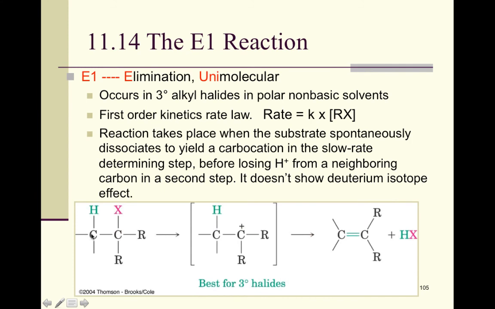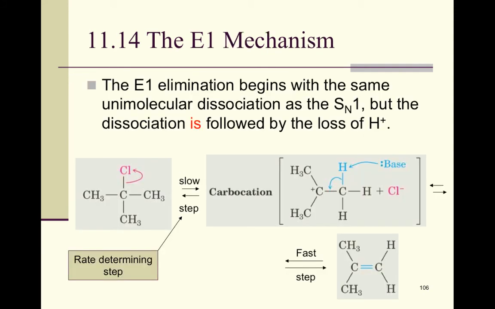In an E1, we have our halogen or our leaving group here, and that's going to get out of there and form a carbocation. And we've learned earlier that carbocations are best with more R groups, so the best carbocation would be a tertiary carbocation. So this is best for tertiary halides. This is an example of a tertiary halide. After the carbocation is formed, then the elimination can happen where this hydrogen becomes eliminated and we have a carbon-carbon double bond formed. E1 mechanism.